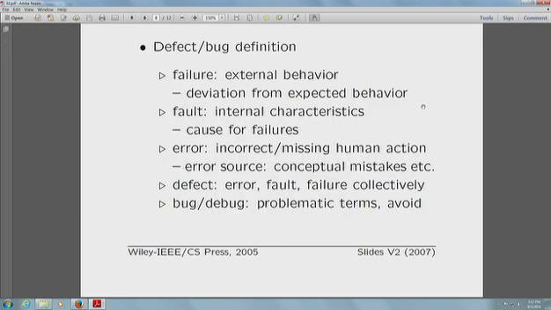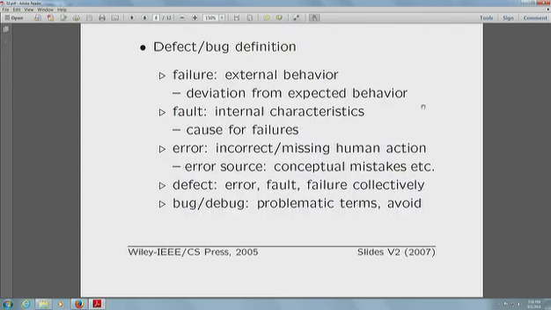In your case, the failure will be the divide by 0, where the system crashes or stops responding, and you're not getting a result. That's a failure. The fault is the design, the code that does the divide by zero. And the error is the action of putting that in there without checking your input. Okay, so that's error, fault, and failure.